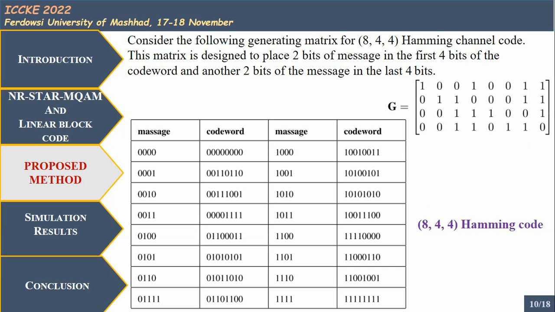Consider the following generating matrix for the 844 Hamming channel code. This matrix is designed to place 2 bits of the message in the first 4 bits of the code word and another 2 bits of the message in the last 4 bits. By multiplying the messages by the generating matrix, the code words are generated according to the shown 844 Hamming channel table.